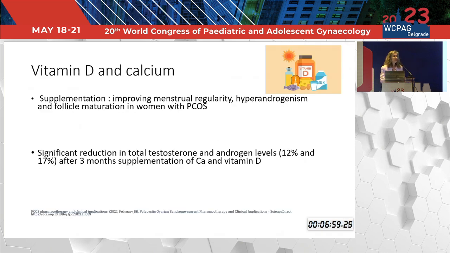And last, which is an easy thing, is vitamin D and calcium. Vitamin D is now studied in everything, you know, during COVID, for cancer prevention. Okay, it was also studied for PCOS, and supplementation showed to improve menstrual regularity, hyperandrogenism, and follicle maturation in women who have PCOS. And there was a significant reduction in total testosterone and androgen levels when there was a supplementation with calcium at around 900 milligrams per day, which is almost like 2 cups of milk, so it's not a huge dose, and vitamin D of 3,000 units per day, which is, the tablet usually is 1,000. And then it was increased to 3,000. And this showed a significant reduction in total testosterone and androgen levels.